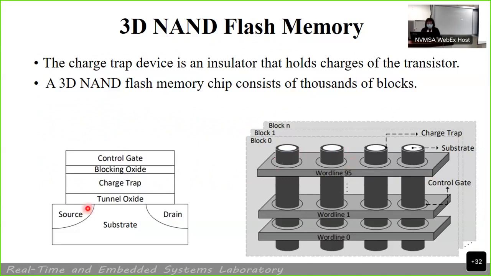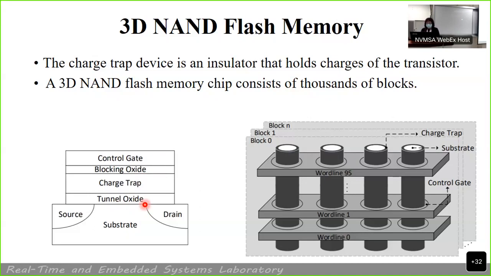The figure on the left shows the structure of a charge trap cell. The charge trap device is an insulator that holds charge of the transistor. On top of the cell is the control gate, and below is the charge trap. Both sides of the charge trap are oxide layers. The upper one is the control oxide, which is also called blocking oxide, and the bottom is the tunnel oxide. The tunnel oxide and blocking oxide isolate the charge trap to prevent charge from leaking out of the cell.